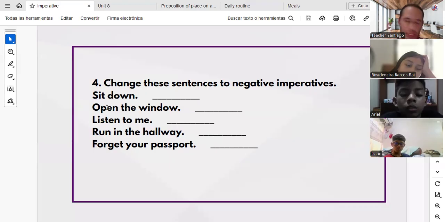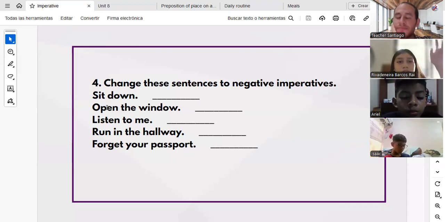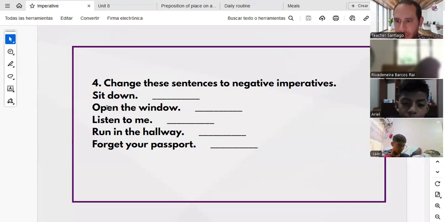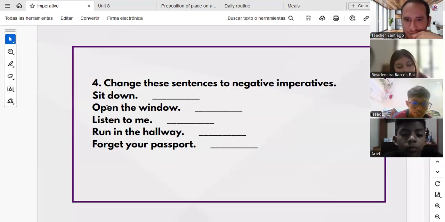Number two, Ariel, please. Teacher, o sea que como no sabemos si es primera o tercera persona, solo usamos do o don't. That's correct, exactly. Solamente do, no usamos does. Thank you so much, Fiorella. Second one, Ariel, please. Actually, we will open the window. Okay, a negative, you say. Don't open the window. Thank you so much. That's correct. Number three, Isaac. Don't listen to me. Awesome. Thank you so much.